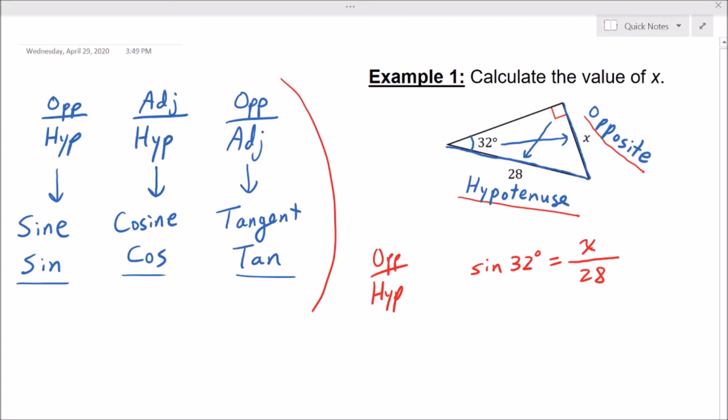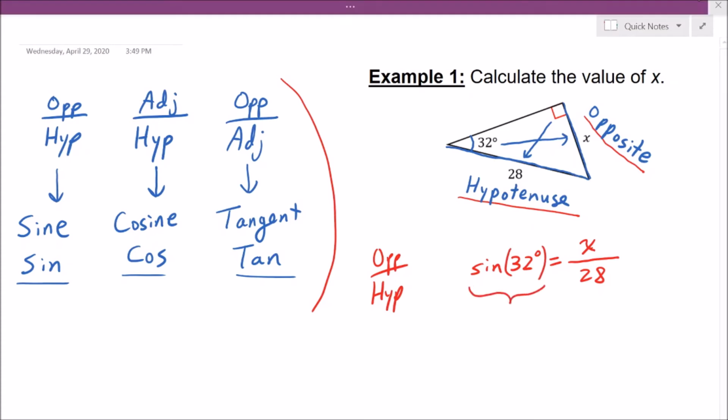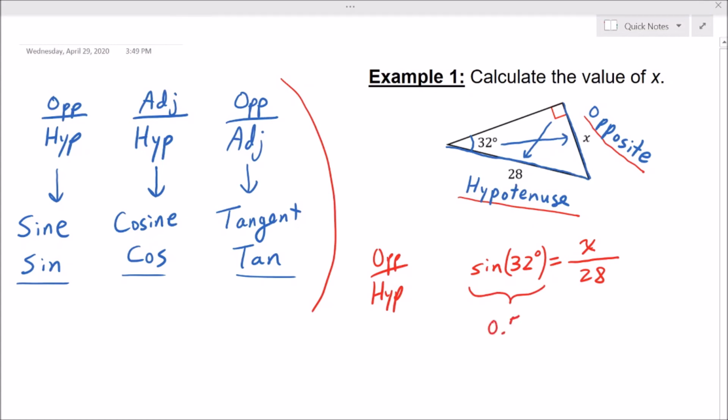And this is where our calculator comes in. What you do is in your calculator, you should find a sine button, and you're going to type in sine of 32. And you should get that this whole thing is around 0.5299. So that is the ratio of these sides, x over 28.